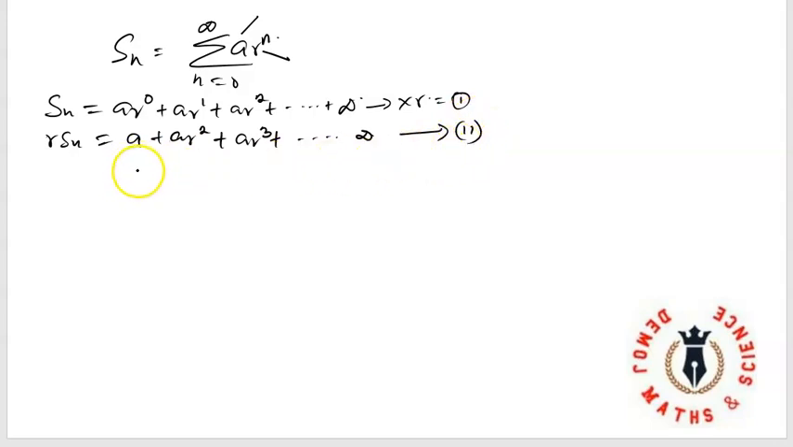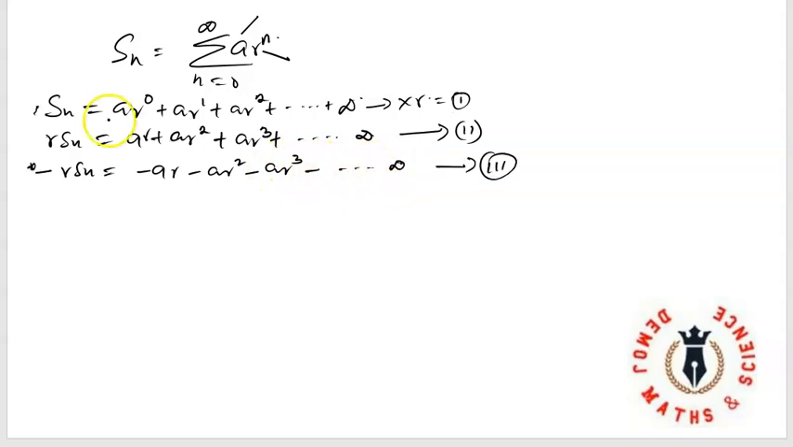Now we'll be subtracting equation 2 once again from equation 1, like we did when we solved for the finite geometric series. We multiply equation 2 by negative. That becomes minus r Sn is equal to minus ar, minus ar squared, minus ar raised to power 3, minus up to what? Infinity.